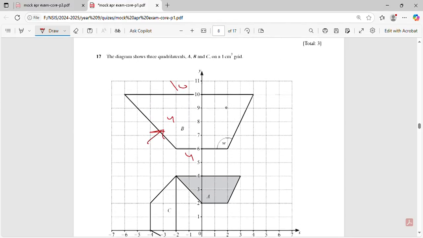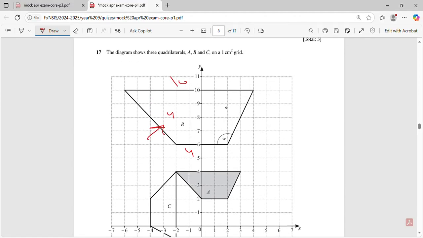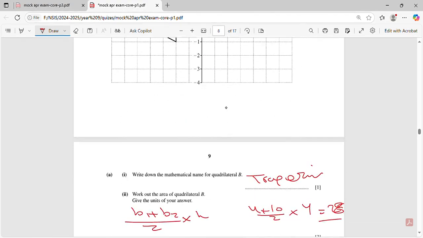No, you cannot count the squares. If you count the squares, this is year 3. No, you already have the dimensions. You cannot count the squares. Okay, you can try now.